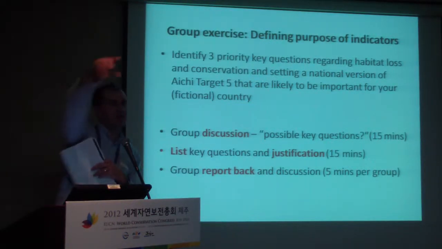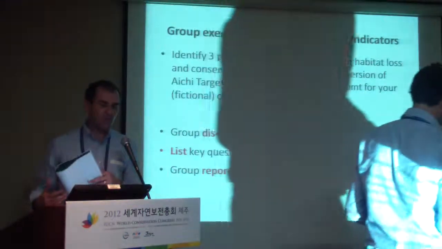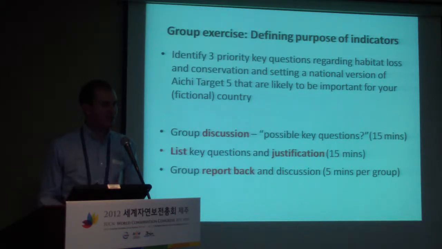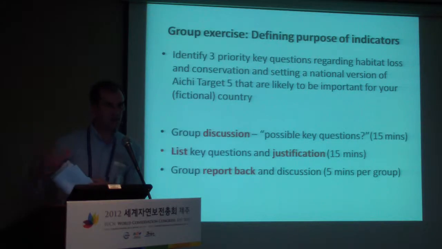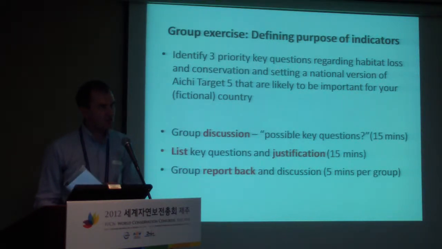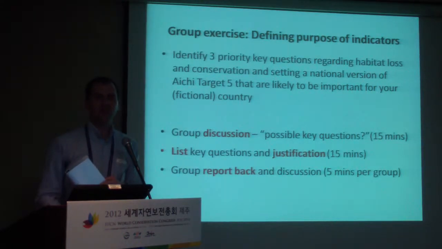In each of your tables as a group, we want you to read the workbook and using the information in there that we've given about the views of stakeholders, identify 3 priority key questions regarding habitat loss and conservation and setting a national version of Aichi Target 5 that is likely to be important for your country. Discuss that in a group, identify some possible key questions using that information, and then list those key questions and justification, and please write it on the flip charts. Then we'll put the flip charts up on these boards here, and all come and report back and discuss what you've come up with in identifying key questions and why you chose those key questions for your country using the information in the workbooks.